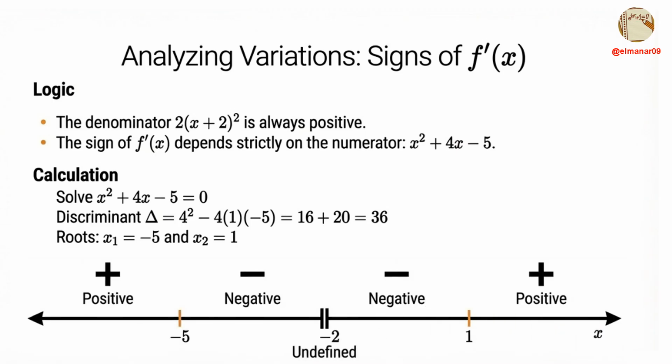Now, look at this number line I've laid out for you. This is the map of our function's behavior. To the left of negative 5, we are in the positive zone. The function is climbing. Between negative 5 and 1, things get interesting. Notice that double bar at negative 2? That's our undefined point. You can't touch that. It's a gap in the road because it would make our original denominator 0. On both sides of that undefined point between our roots, the sign is negative. The function is taking a dip here. And finally, once we pass x equals 1, we're back in the positive territory.